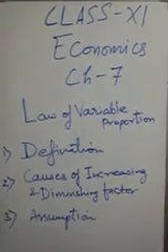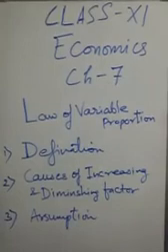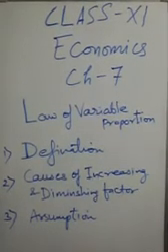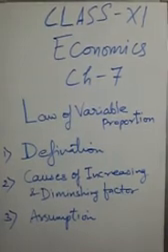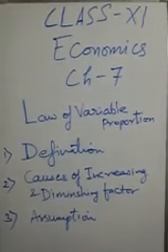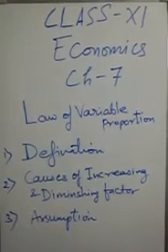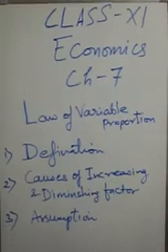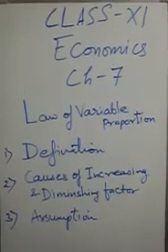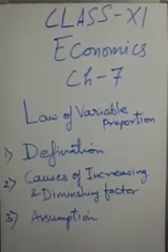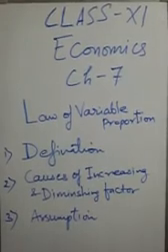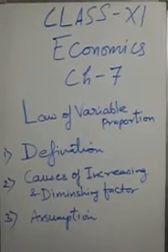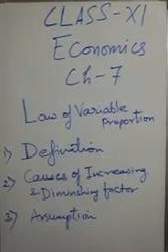Now students, what are the causes for diminishing returns to a factor? Basically there are three causes for the diminishing return to a factor, starting with first, fixity of the factor. Fixity of the factor is the principal cause behind the law of diminishing return. As more and more units of the variable factor are combined with the fixed factor, the latter gets excessively used. It suffers greater wear and tear.